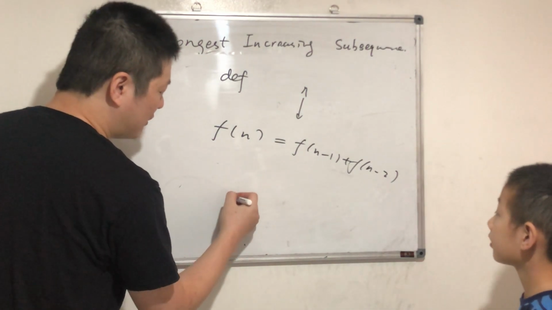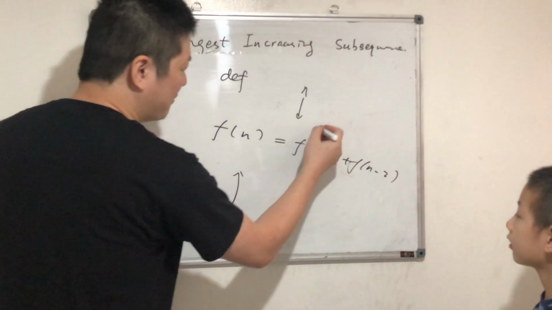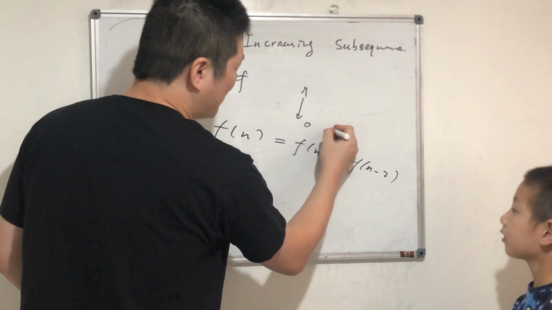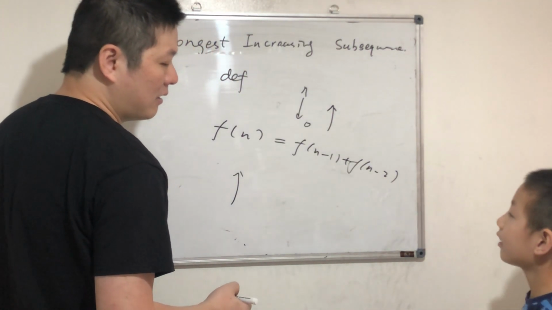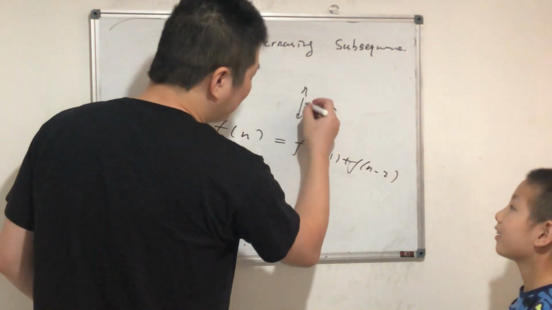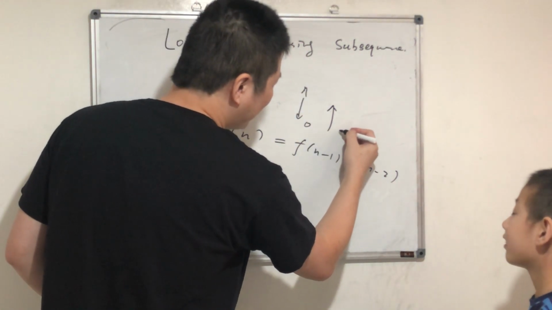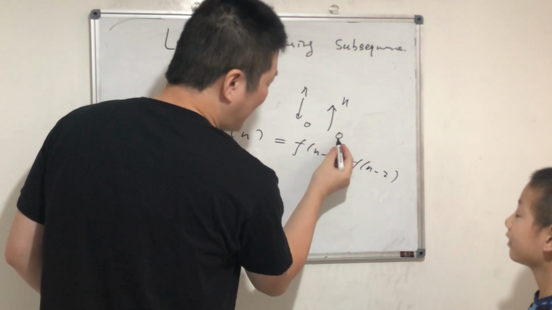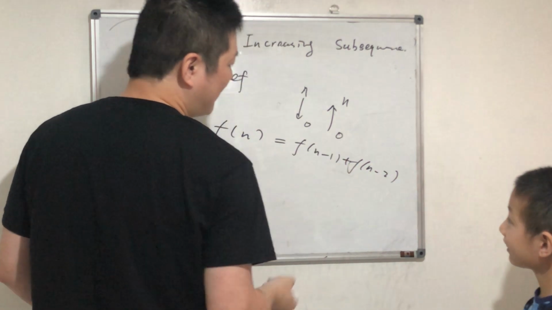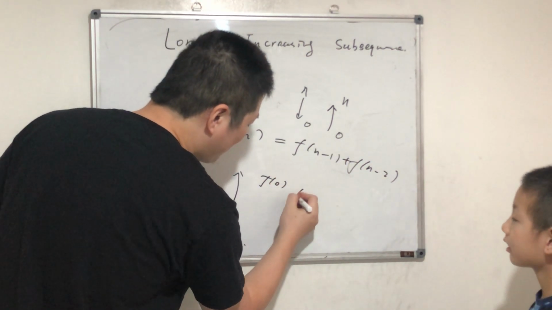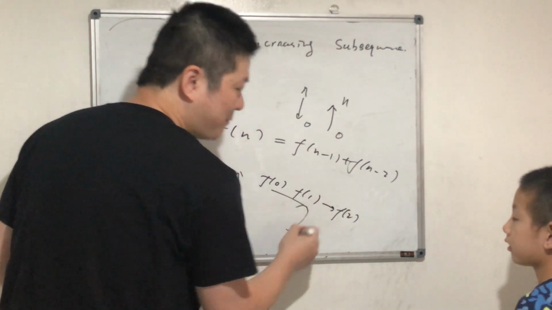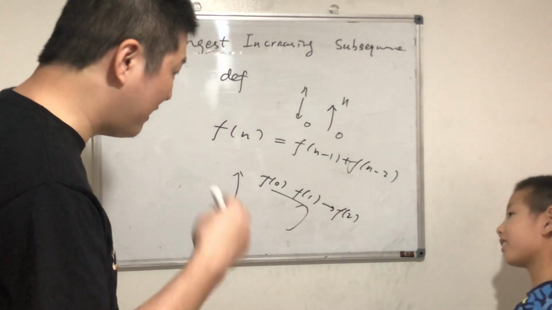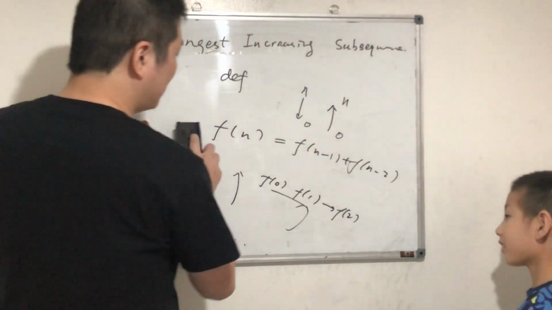If I want to do it bottom up, I need to start from 0 and calculate up to n. So I calculate F0, F1, and then use these two values to get F2. This is called bottom up. Do you understand? Different direction, but basically it's the same thing.